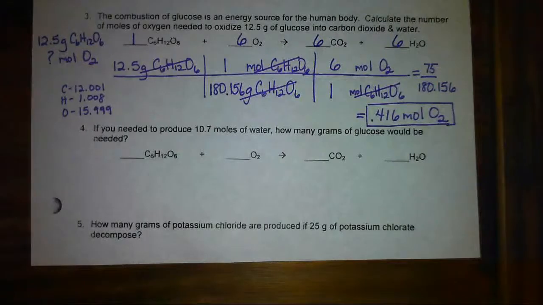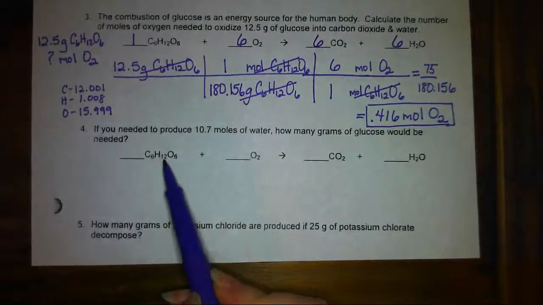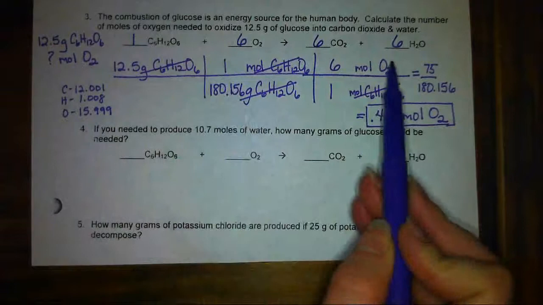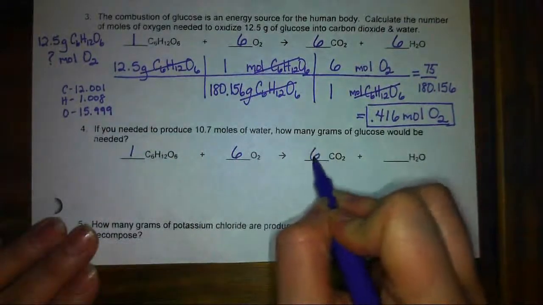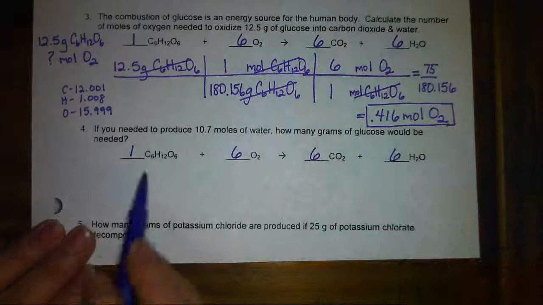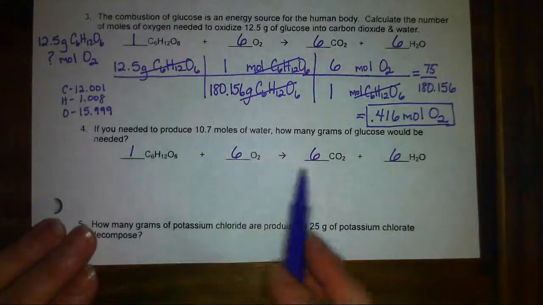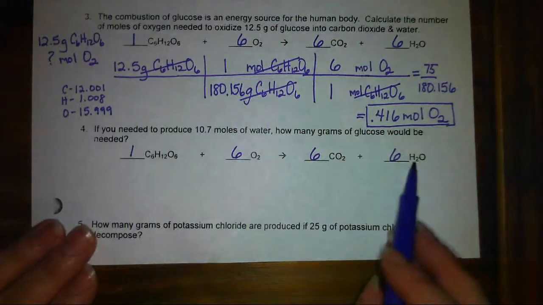Our next problem is going to use the same exact chemical reaction as we had previously. So remember, the first step is always to make sure you're working with a balanced equation. Before you even read the problem, go ahead and balance the equation. It's the same one as before, so I'm going to just fill in the same coefficients. Remember, in this reaction we have glucose and oxygen forming carbon dioxide and water.